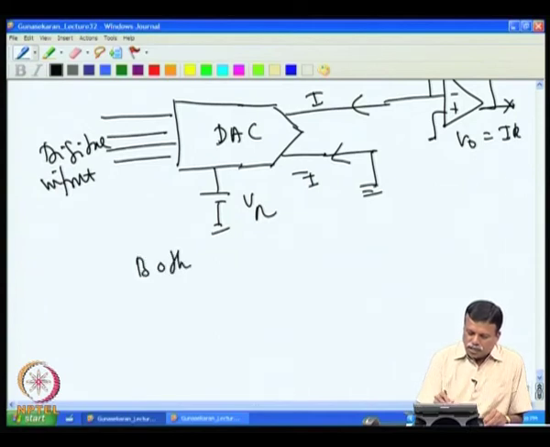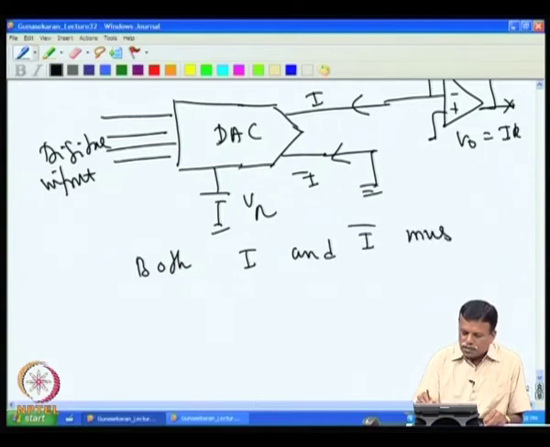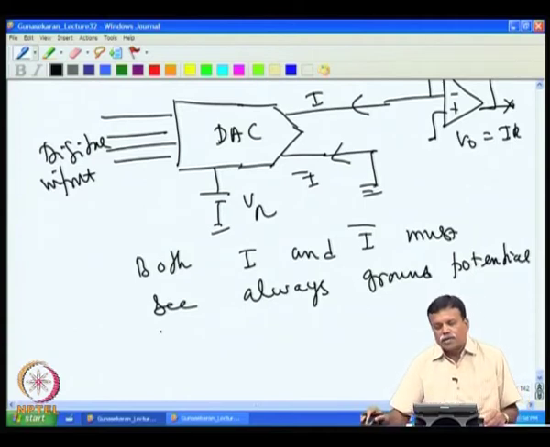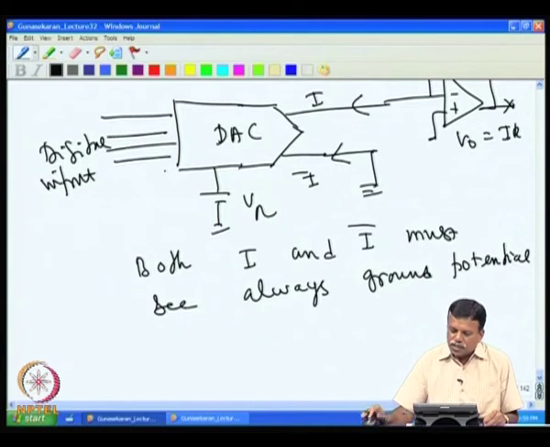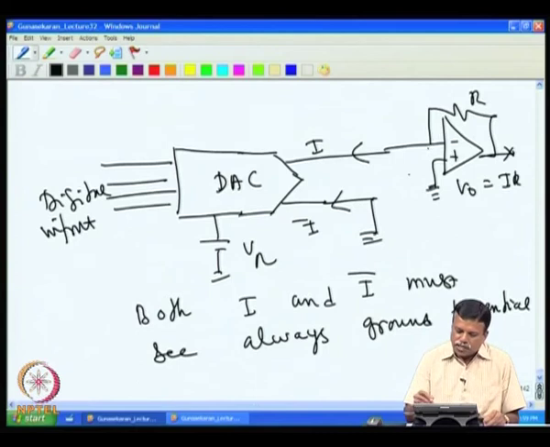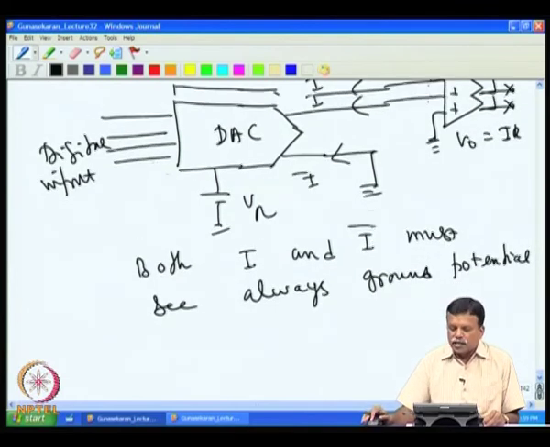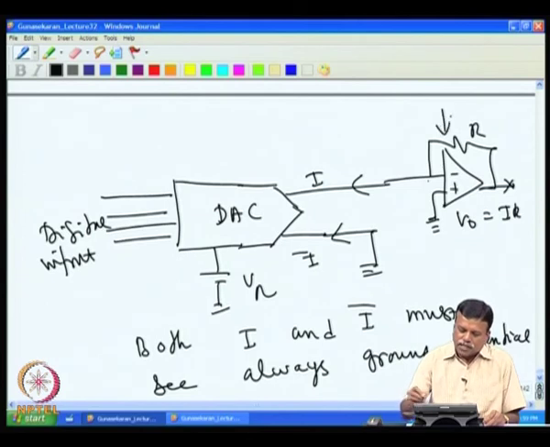Both I and I bar must always see ground potential. Only then will the converter work properly. That is why in this case we use a summing amplifier, and then this I is actually at ground potential, and I bar is also connected to the ground. So, both types of DAC converters are available, and one can use this, and then R can be suitably selected to scale the output.